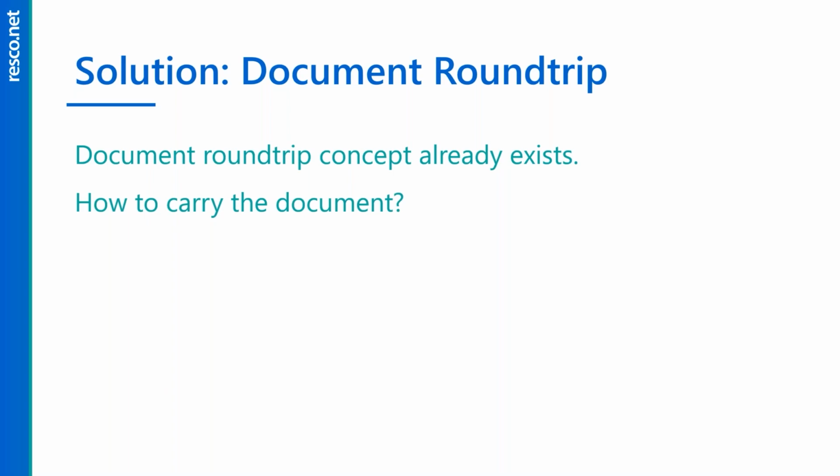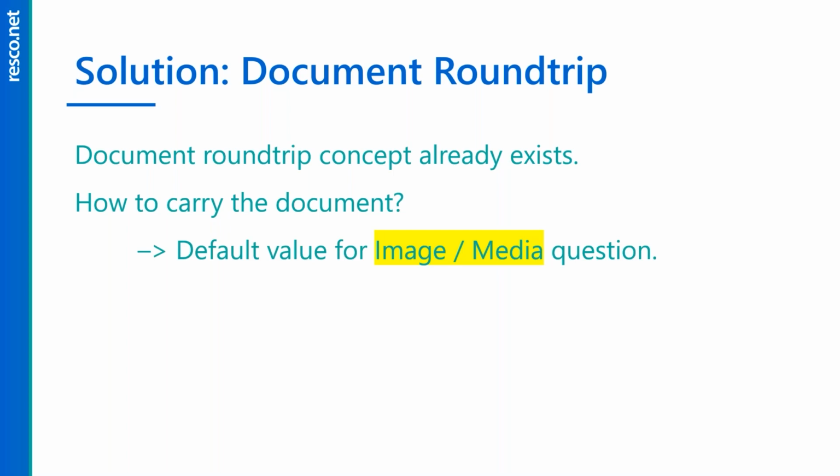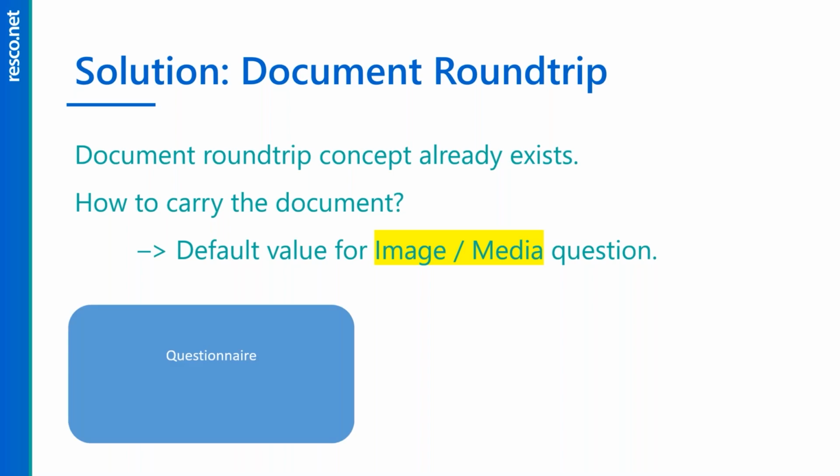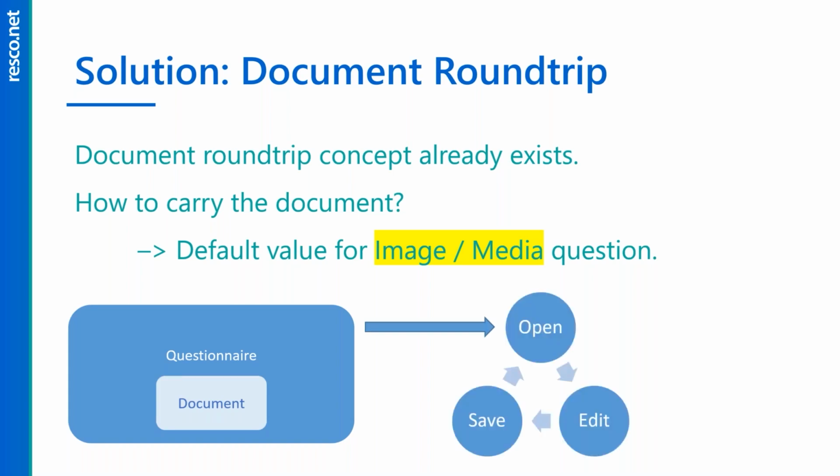So, we thought about it, and it seems that the default value for the image and media question answer would be the quick win for this situation. To recap the concept, how it works for inspections, let's explain it on a scheme. So I have a questionnaire template that is now able to carry a document in the image and media question. And thanks to that, I'm able to open the document directly from a questionnaire when I perform inspections. I'm able to edit the document in the respective app, save the changes, save the edits, and the changes are saved directly in the document attached to the questionnaire.